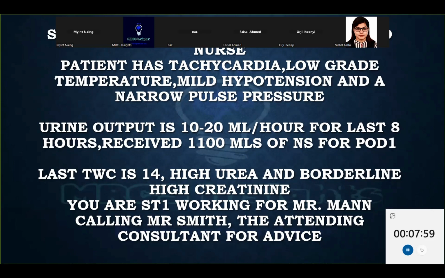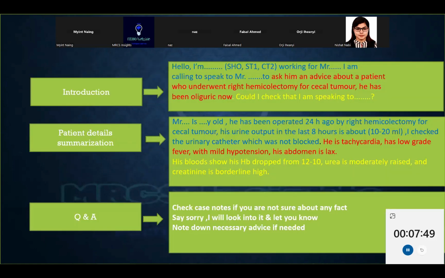Yes, who is your consultant of the case? Mr. Mann is the consultant. Okay, summarize your case, please. So the patient underwent surgery 24 hours ago for a right hemicolectomy. Right now, the patient is oliguric for the last 8 hours. His urine output is 10 to 20 ml per hour. The patient is also tachycardic.